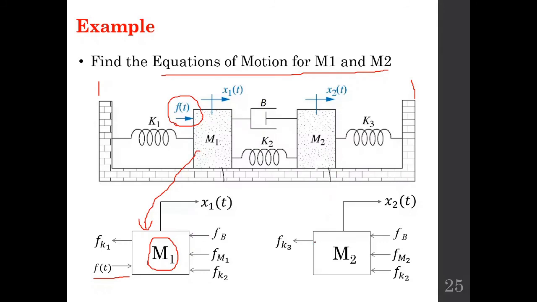Similarly, for body m2, the free body diagram is given here. Now the displacement is in this direction, there is no external force on body m2, so all the forces will act in the opposite direction to this displacement, which are given here. So there will be an opposing force on this body due to this k3 spring, due to this dashpot which is given here, then due to this spring k2 which is given here, and there is also an inertial force of the body m2.